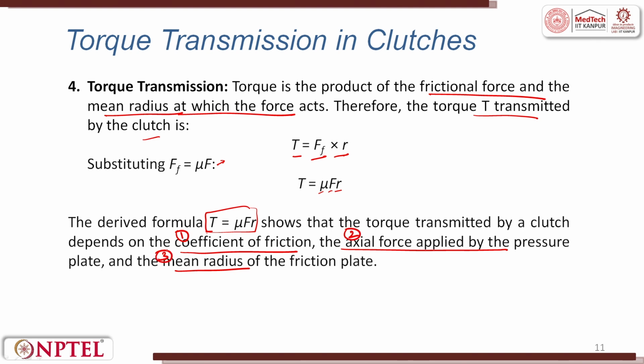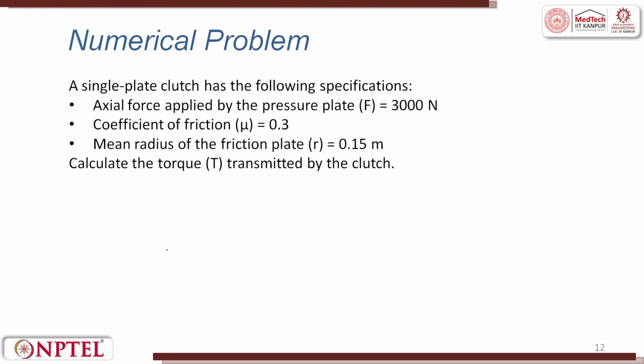Let us try to look at a quick numerical statement. A single plate clutch, this is a single plate, has the following specifications. Axial force applied by the pressure plate F is 3000 Newton, coefficient of friction mu is 0.3, mean radius of the friction plate R is 0.15 meters. So, calculate the torque transmitted. Now, we know T is equal to mu into F into R. This is a simple numerical. We can just put the values of all the parameters given here.